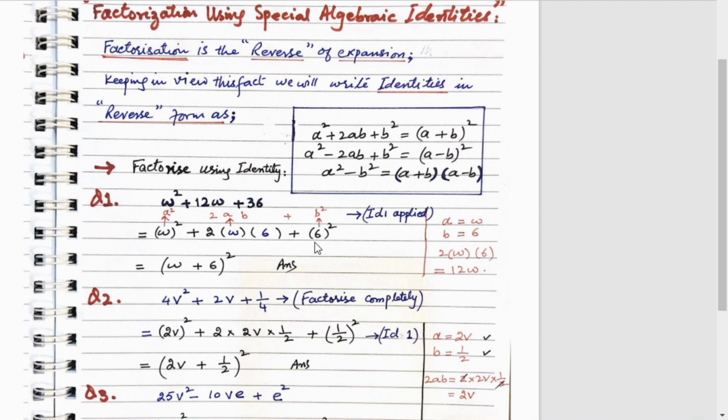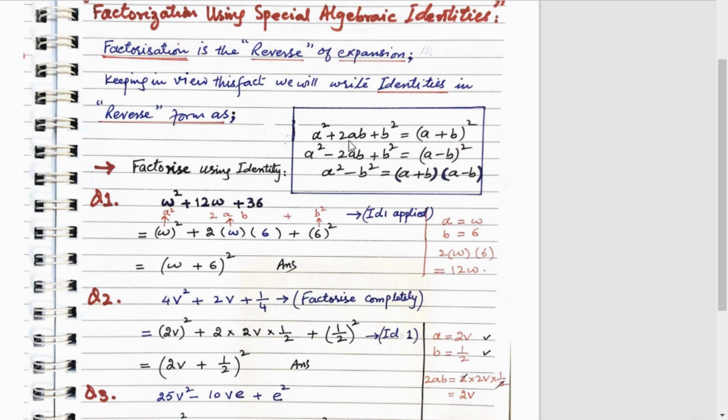Now this form resembles this form of the first identity. How? I have written over here, w square is representing a square, plus 2w6 is representing 2ab. Here w is a and 6 is b. Plus 6 square is representing b square. Now this expanded form matches this expanded form and we are going towards the factors.